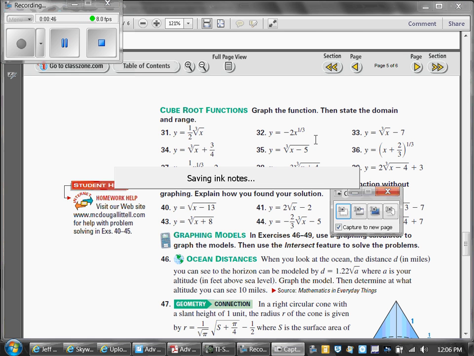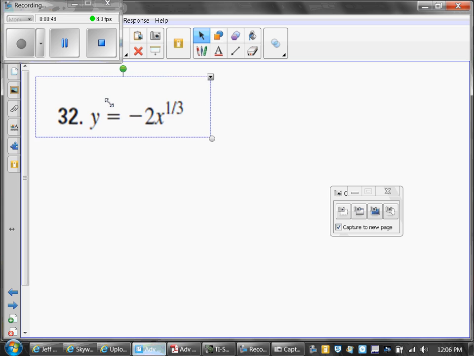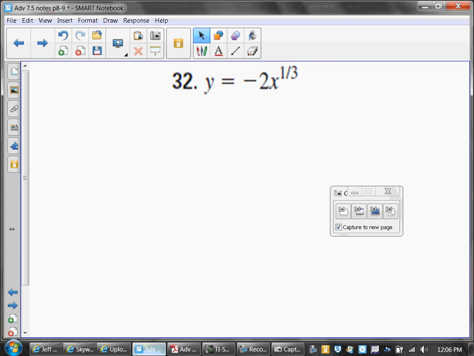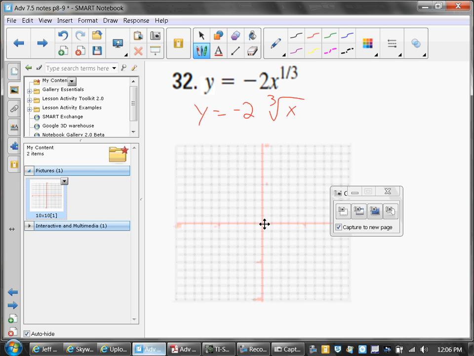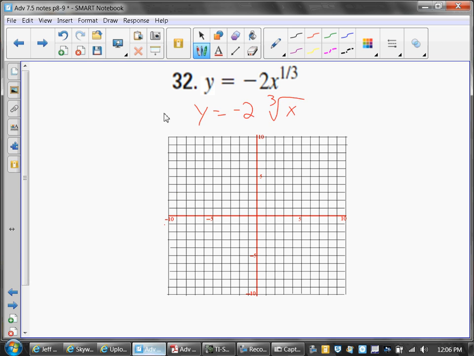Now, one of the things that you will probably mess up on this one, what's being raised to the 1/3 power? The -2 or just the x? Just the x. So this is the exact same thing as y equals -2 cube root x. Means the same thing. So now since there's zero shift to this whatsoever, you could have gone right to your calculator and gotten your points right away.